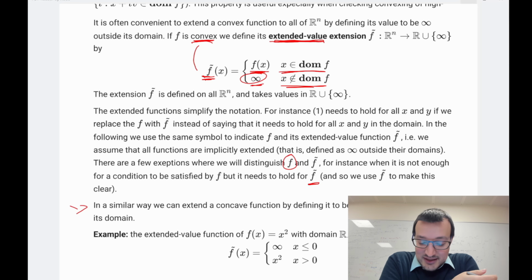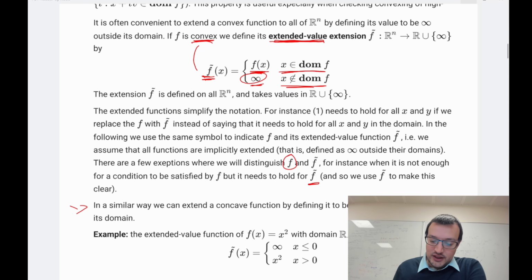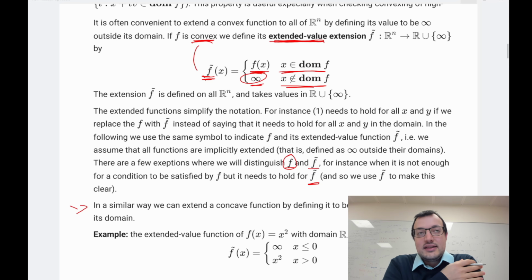As I say, there are some exceptions in which we want to distinguish between f and f tilde, and that is when we will look at the composition theorem. For the composition theorems, some of the conditions need to hold on the extended function, the standard value function, and in that case we will make a distinction.